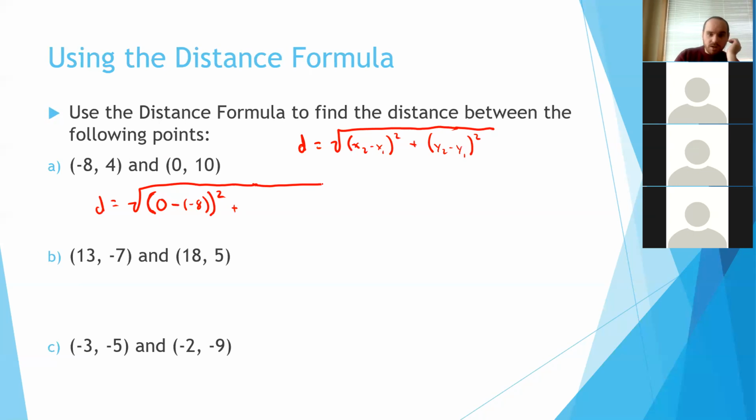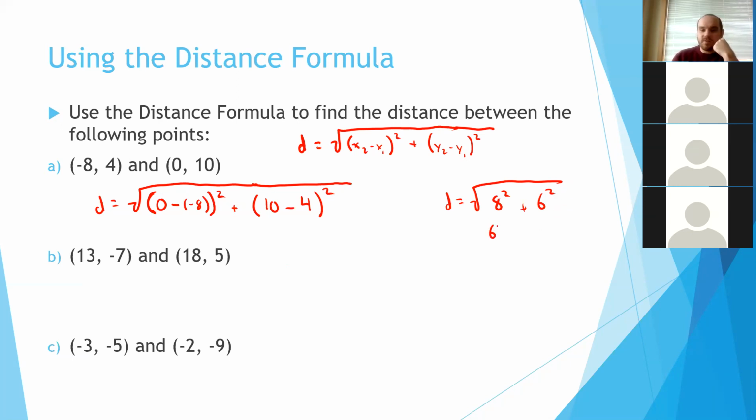Plus, what is my y value of my second point? Yep. And what is the y value of the first point? Good, Aiden. Squared. Okay. What is 0 minus -8? Yep, it's going to be +8. So d equals the square root of, we have 8 squared plus, what's 10 minus 4? Right, 6. So we have 6 squared.